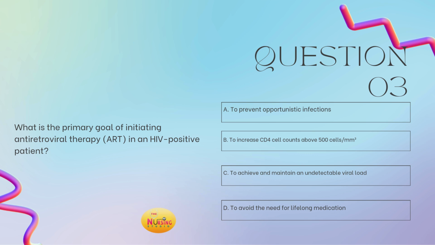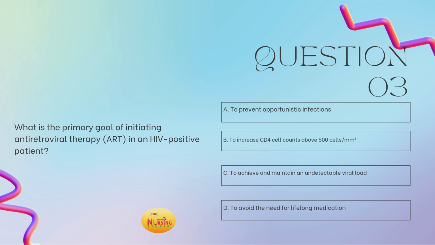All right, in question number three, what is the primary goal of initiating antiretrovirals in an HIV positive patient? Is it A, to prevent opportunistic infections? Is it B, to increase CD4 cell counts above 500? Is it C, to achieve and maintain an undetectable viral load? Or is it D, to avoid the need for lifelong medications? Take a moment and tell me what you got, y'all.